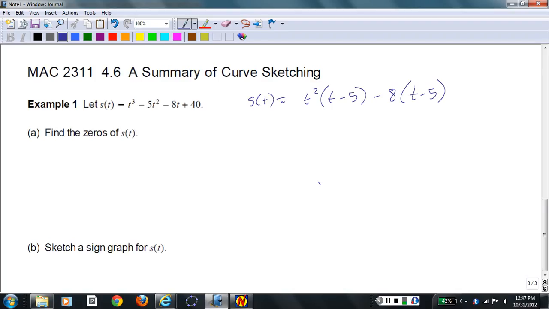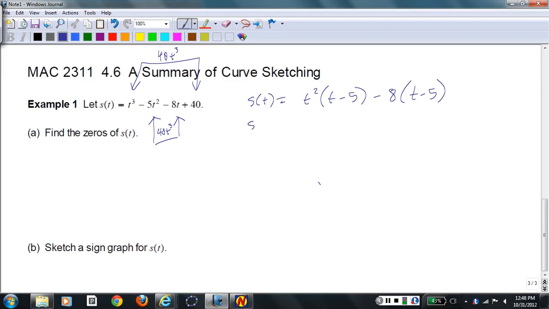I noticed that factoring by grouping seems to work because when you multiply these two together, you get 40t cubed, and when you multiply these two together, you also get 40t cubed. When those products are the same for a 4-term polynomial, it will always be factorable by this process of factoring by grouping. So I group the first two terms together and factor out a t squared, group the last two terms together and factor out a negative 8.